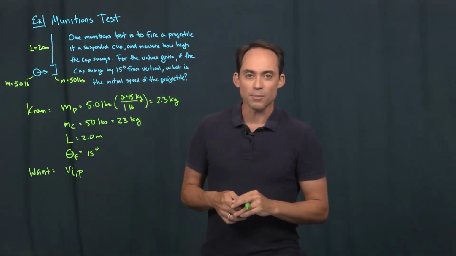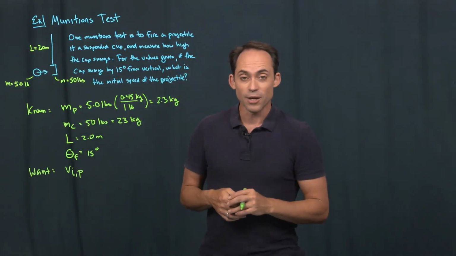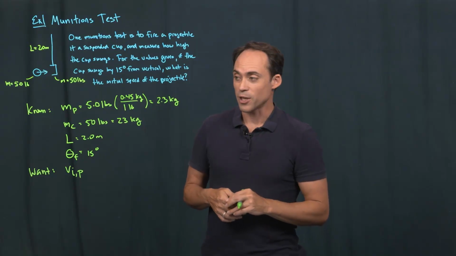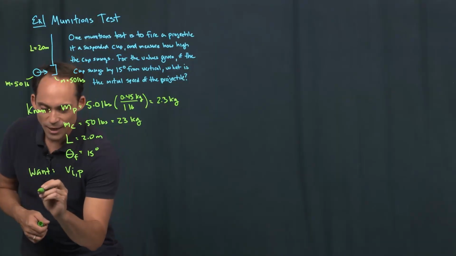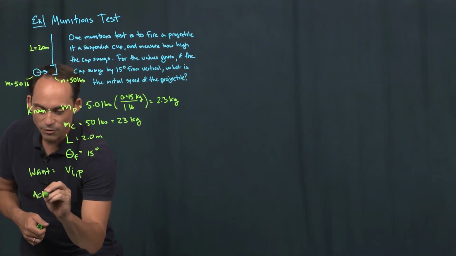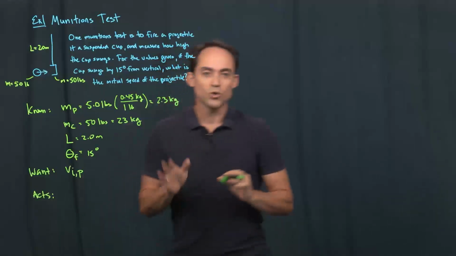And of course, that's going to be something that we can get out of the momentum that we calculate for that projectile as it's coming in. Now, let's set up the actual storyline of this problem. What are the acts involved? And if we think about it, there's actually 2 acts that happen.